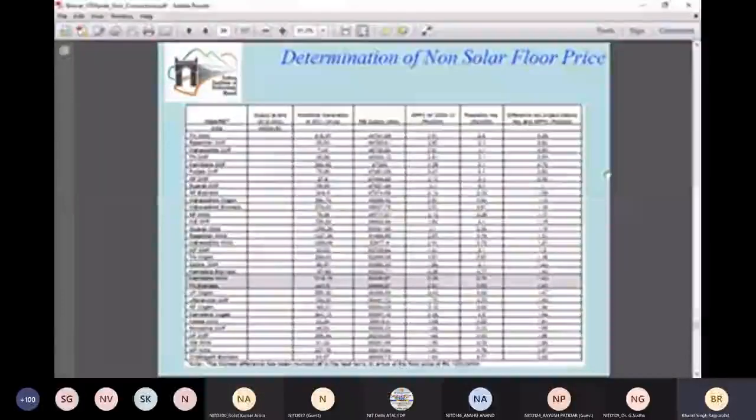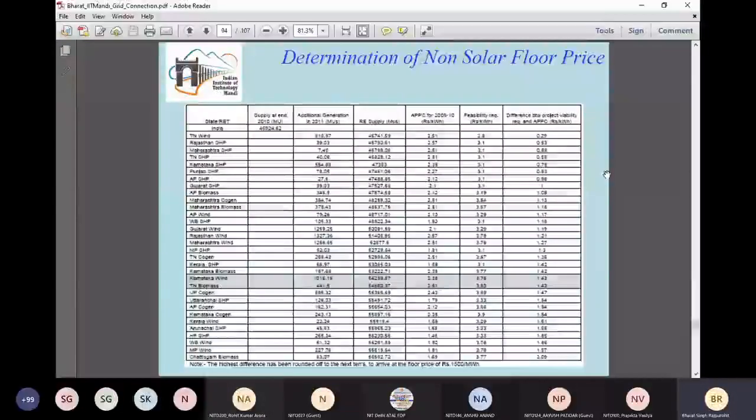Yes, so this is the table to find out the floor price. This table may not be visible exactly, so let me read a couple of the column headlines for you. The first column is for the state and the technology of the renewable energy. The first data entry is Tamil Nadu wind, and the last entry is Chhattisgarh biomass. So this is what they are.